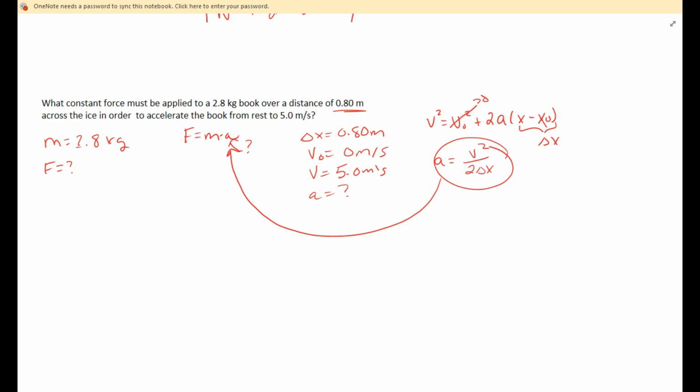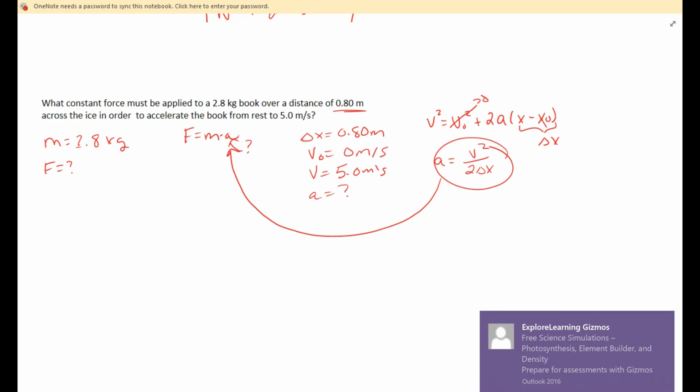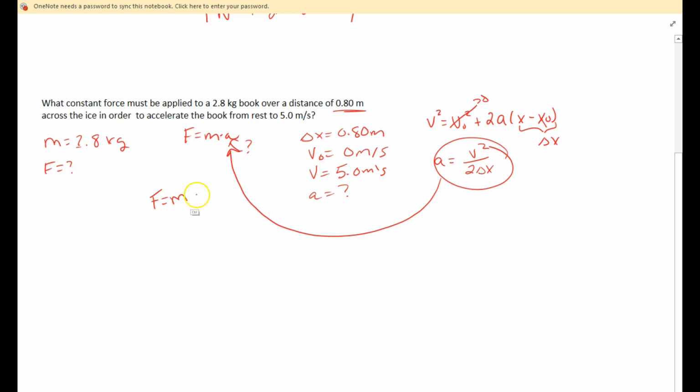All right, so my program crashed on me, so we've got to go ahead and grab a couple things for a second. So we saw the fact that my force was equal to mass times acceleration. My acceleration is now that v squared over 2 delta x. We're going to plug those numbers in. So my force is equal to that 2.8 kilograms times that 5 meters per second, and that term is squared, and that's over my 2 times 0.8 meters.